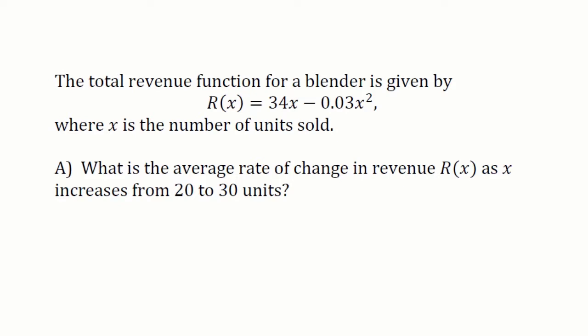You can pretend, for any viewers watching this video, that you are running a company that's selling blenders. So the total revenue for a kind of blender is given by this function right here, R of X. In business applications, the capital letter R is famously used to represent revenue. So R of X here indicates the revenue function in terms of X. R of X equals 34X minus 0.03X squared.